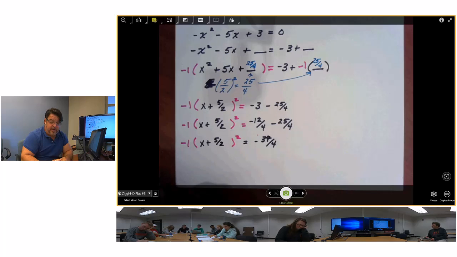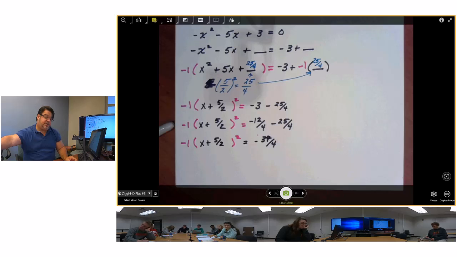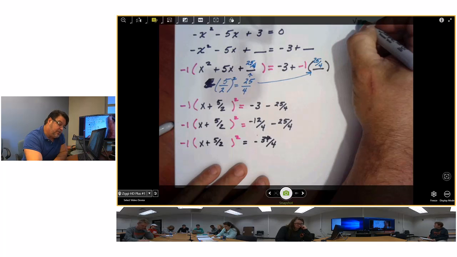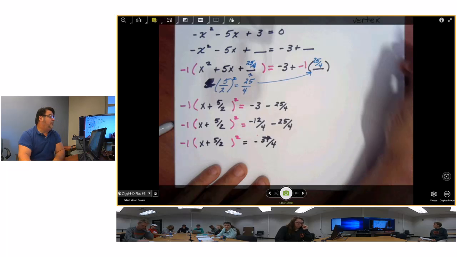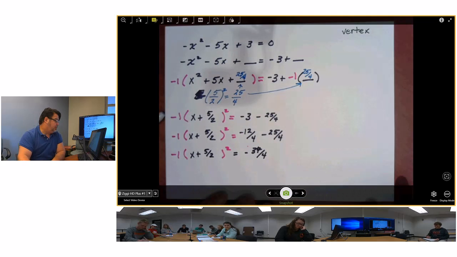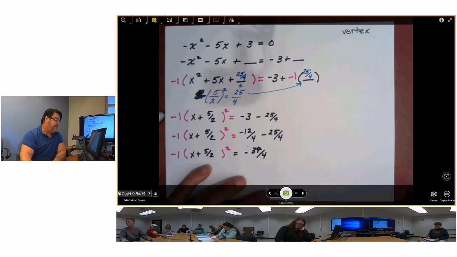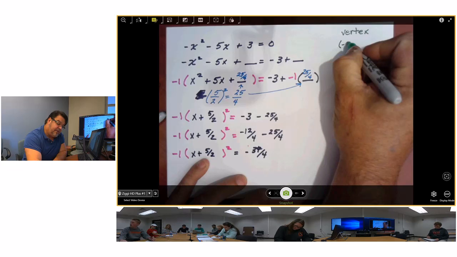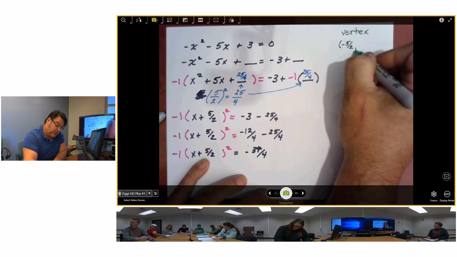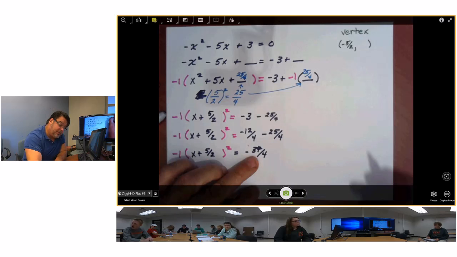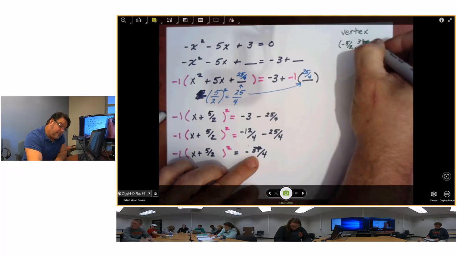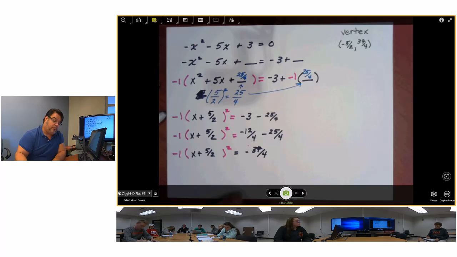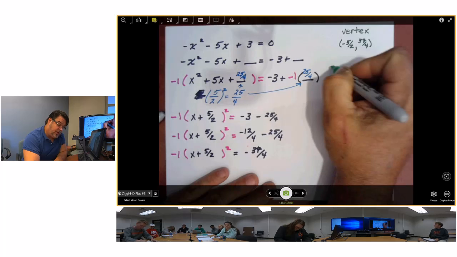Now at this point you have your what? Your vertex. So I'm just going to go up here and I'm going to put vertex. And I'm going to take the opposite of 5 halves, which is negative 5 halves, comma, and what's the opposite of negative 37 fourths? 37 fourths. And I'm also going to write it in intercept form, just so you'll know.